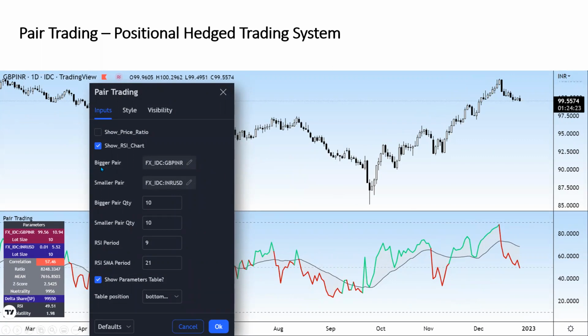In the bigger pair, whichever value is higher, GBP INR is around 100, 101, we give that. So for the bigger pair the bigger value is given. You can give your quantity, let's say 10.